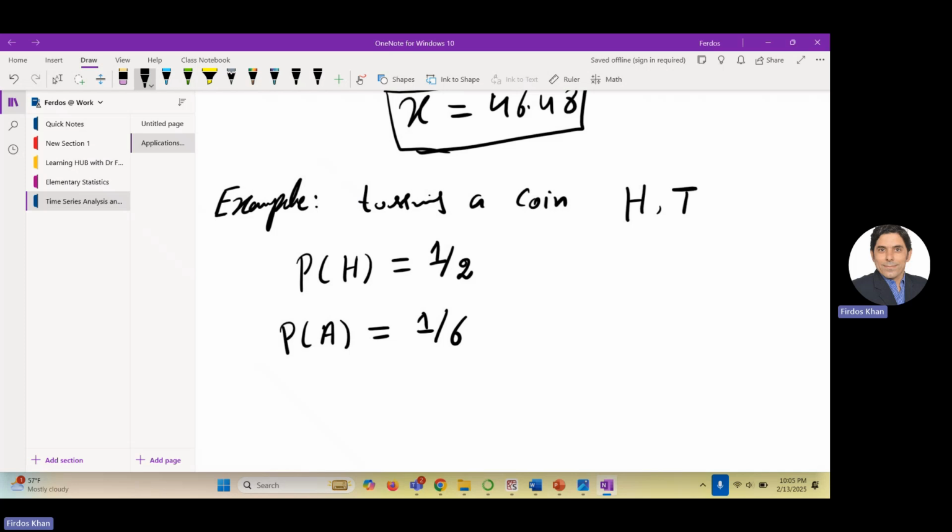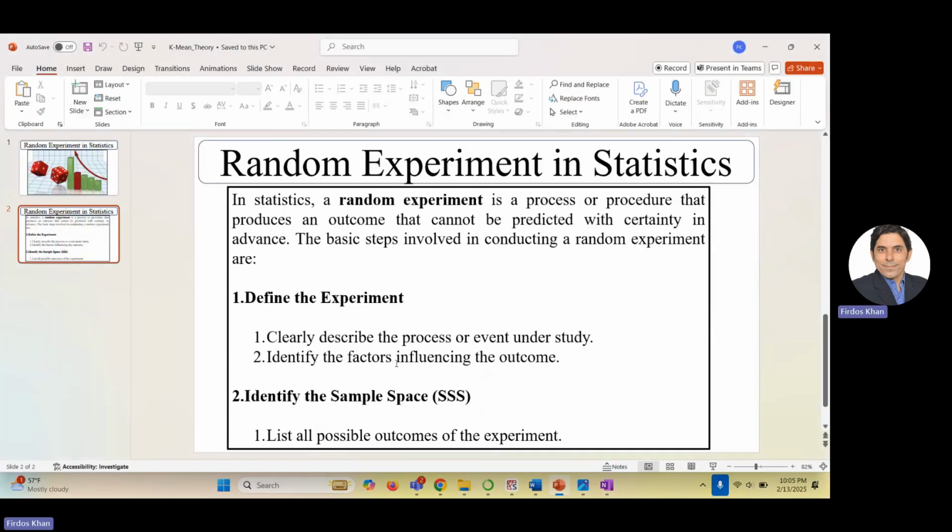Now you need to identify. Let's go back to the slides. Clearly describe the process or event under study. So yes, you can do it like this: this is the coin tossing, this is the die rolling, or any other thing. And identify the factors influencing the outcome. The conditions should be identical for random experiments. Maybe you're tossing a coin on the grass, and at another time you're tossing a coin on the floor, which can produce different results. So the conditions should be identical for a random experiment.